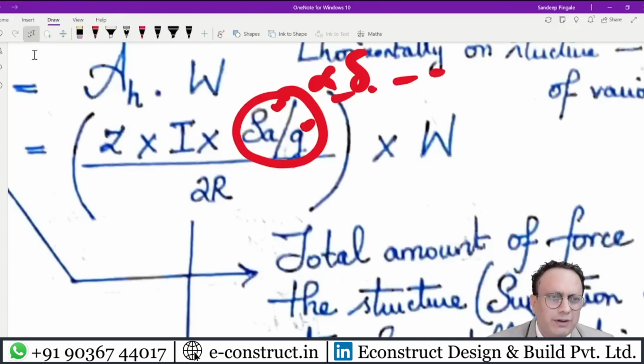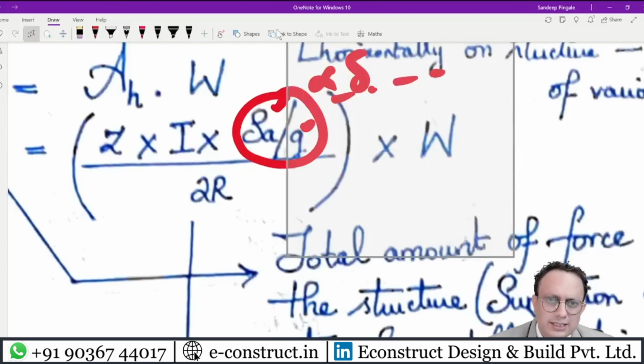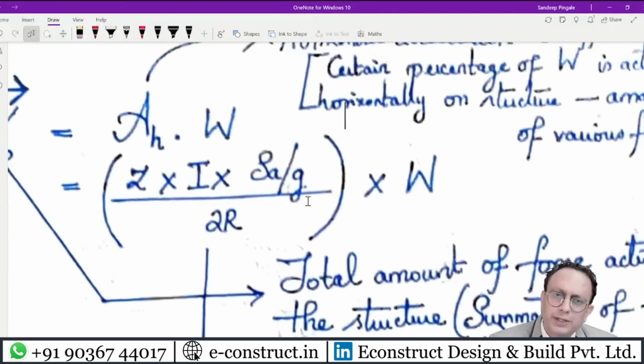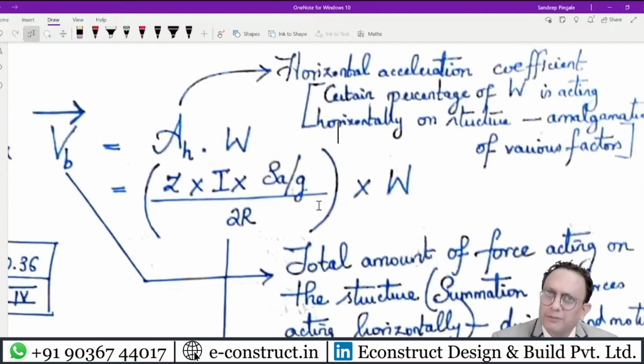I still remember, a long time back, one of my students said, "Sir, I didn't understand what SA by G is." Many times I tried to explain to him, but he said, "I completely did not understand that." But on that day, thanks to that student, I found out a few things. What is that SA by G? SA by G is the spectral acceleration with respect to the gravity. What is that?